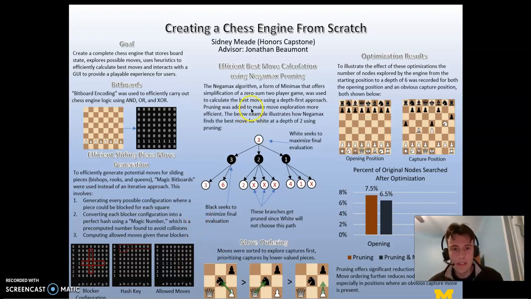Next, we have actual move generation and move search. This can be done using Negamax and optimized using pruning and move ordering, which I'll discuss later. The idea behind Negamax is that we're representing a two-player zero-sum game. It's also very similar to Minimax with just a slight optimization made. So I can walk you through a quick example of how Negamax works.